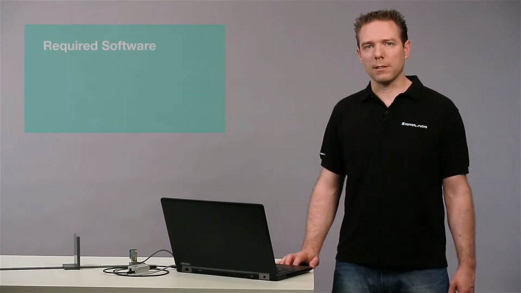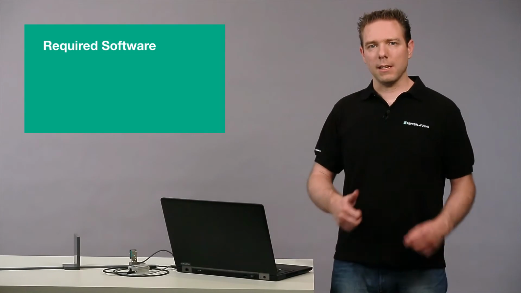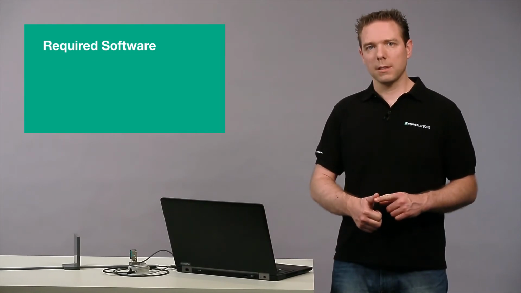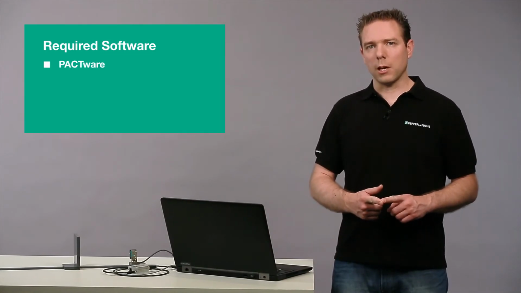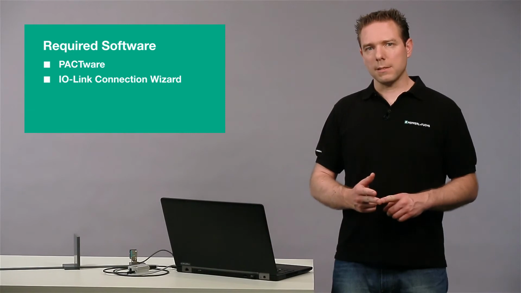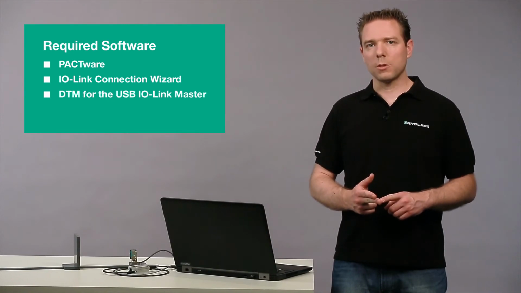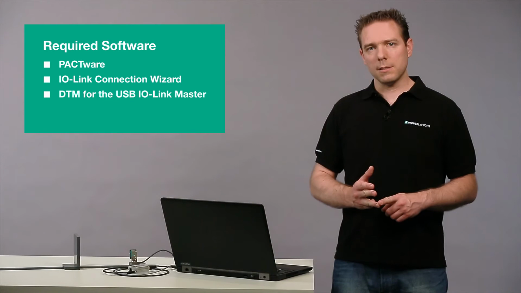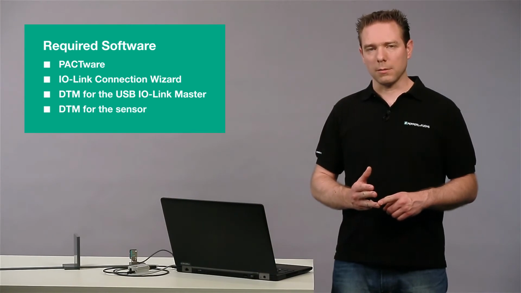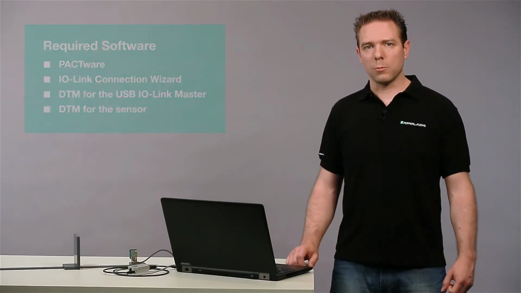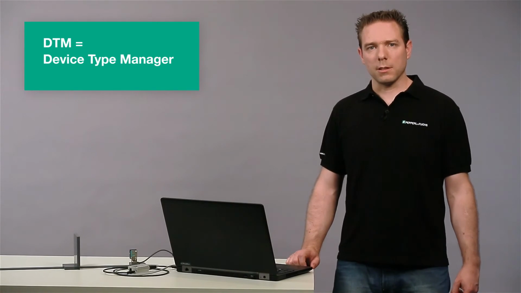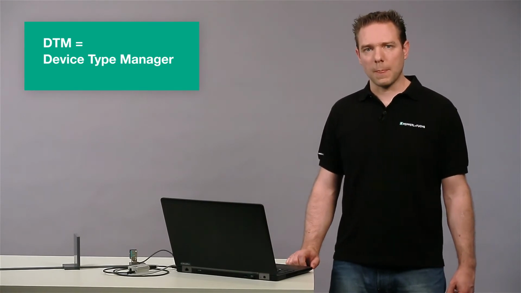As a first step, we have to ensure that four software components are installed on the computer. First, the parameterization software, PACTware. Second, the Pepperl+Fuchs IO-Link connection wizard. Third, the DTM for the USB IO-Link master being used. And finally, the DTM for a connected sensor. A DTM is a graphical user interface that makes it possible to easily parameterize a sensor.